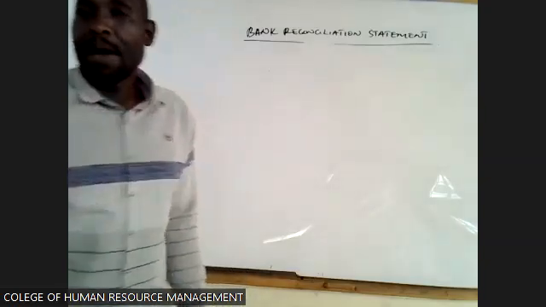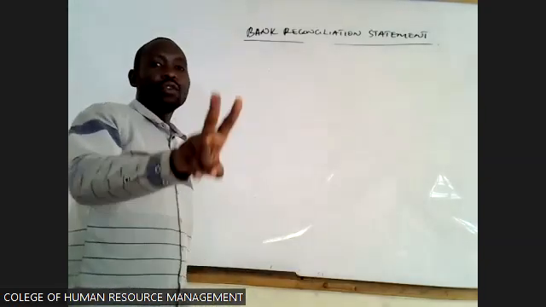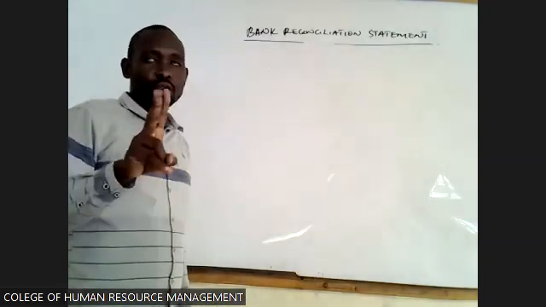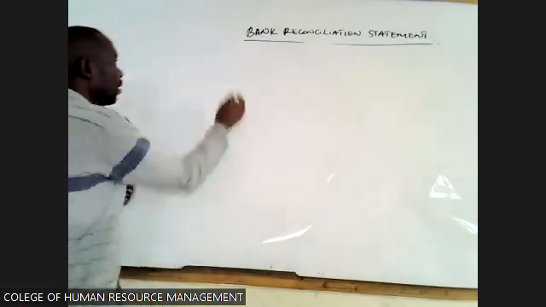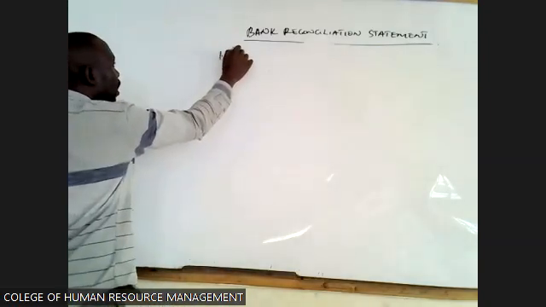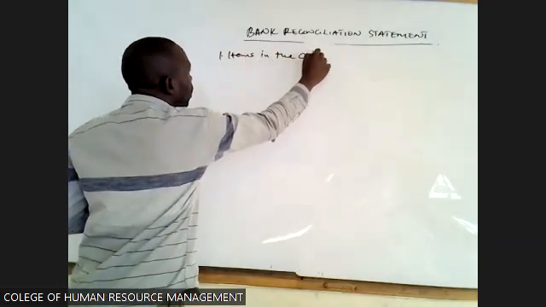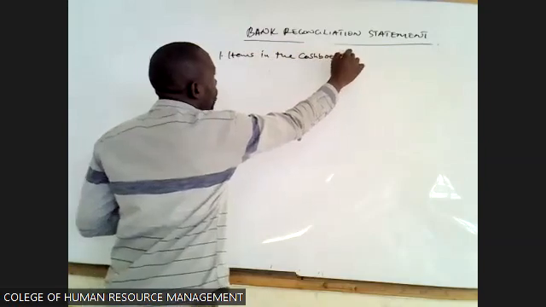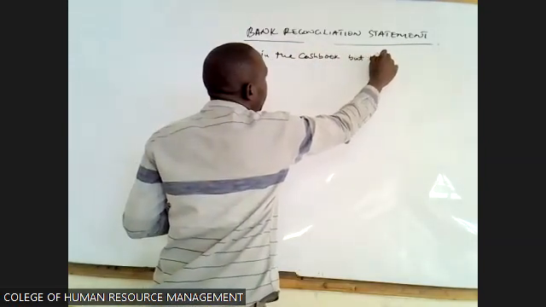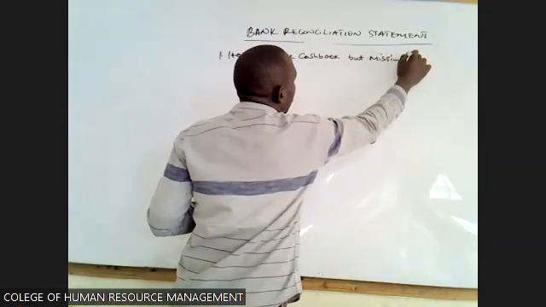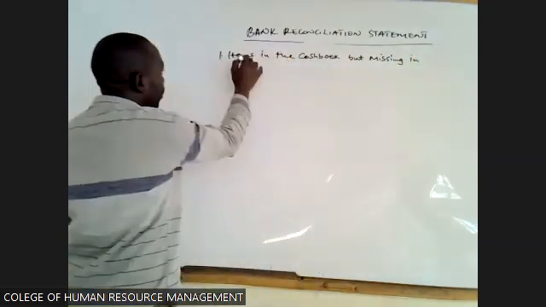The cash book and the bank statement will differ because of two broad reasons. Number one, because of items in the cash book but missing in the bank statement.